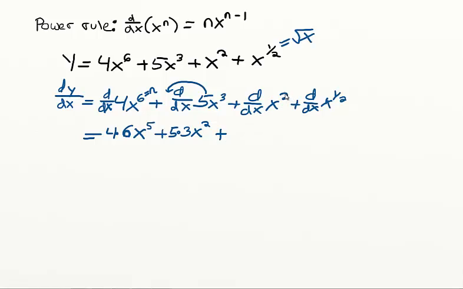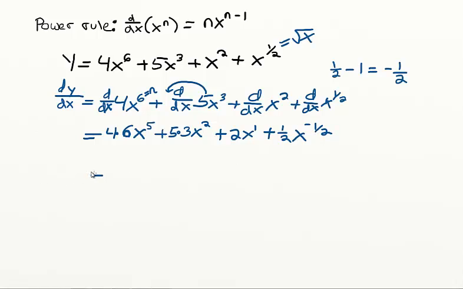Now for x squared, our n is 2, so we multiply by n out front, so we get 2x. Then 2 minus 1 is 1, so our exponent is 1. Then for x to the 1/2, our n is 1/2, and 1/2 minus 1 is a negative 1/2. So out front we multiply by a 1/2 because that was our n value, and then our n minus 1 is negative 1/2, so that goes up in the exponent.